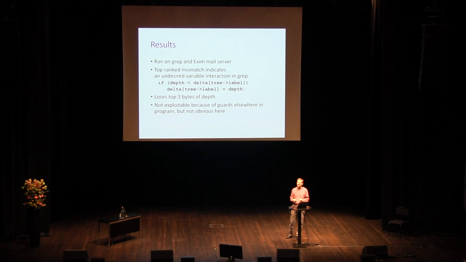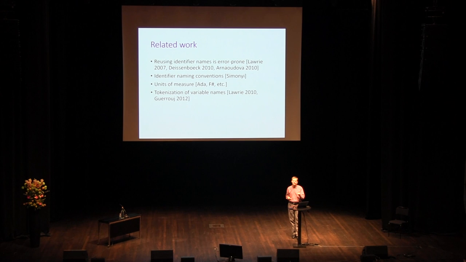There have been a lot of people who've observed that variable names actually matter a lot, that you shouldn't reuse them, that you should have naming conventions that convey information. There are languages like F-sharp and Ada that have units of measure built right in. That would take care of some issues like this, but it's not nearly as general as what I'm talking about because it only handles some subset of types that have been determined by the designer ahead of time. And other people have tokenized variable names. It turns out our tokenization is a little bit better than theirs.